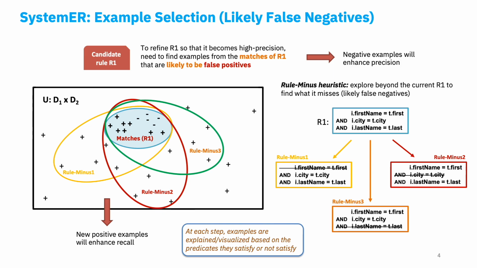A key aspect of this system is that at each step, examples can be explained and visualized based on the predicates that they satisfy or not satisfy. Thus, the human gets an explanation of how the active learning progresses and what similarity features are being used.